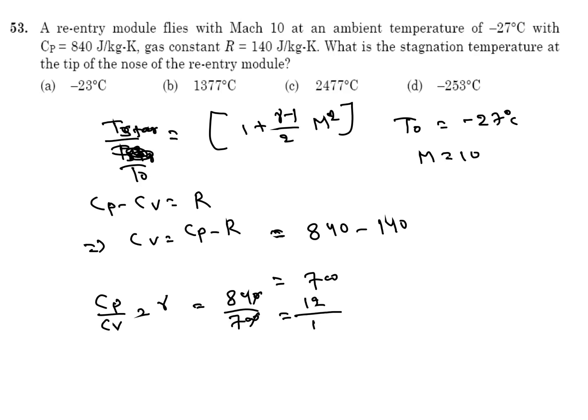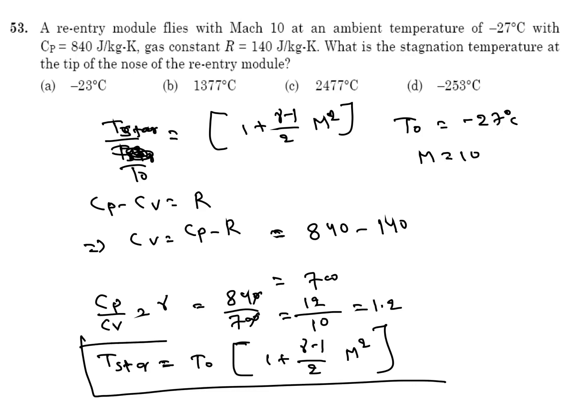It's 1.2, so gamma is 1.2. Then T stagnation equals T0 into 1 plus (gamma minus 1) by 2 into M square. This is the formula. This formula is very, very important for ISRO exams. Then put the value.